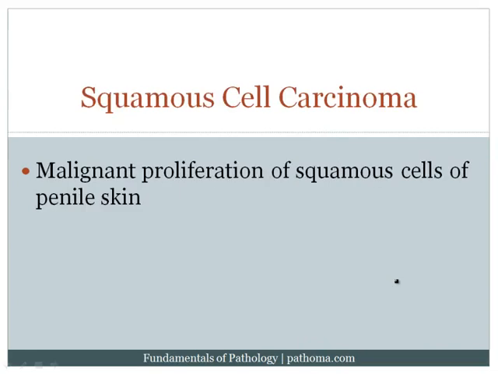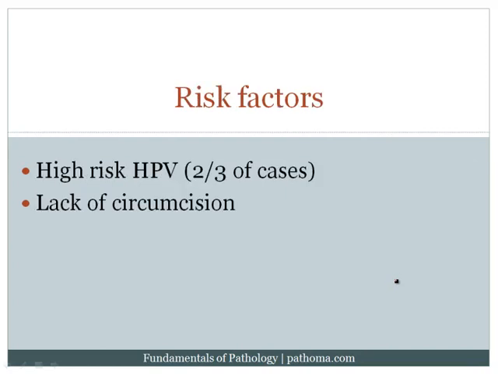Squamous cell carcinoma of the penis is a malignant proliferation of squamous cells of the penile skin. The risk factors are going to be the same standard risk factors, in particular high-risk HPV. 16, 18, 31, 33, those are your high-risk HPVs. Two-thirds of squamous cell carcinoma of the penis is due to high-risk HPV.